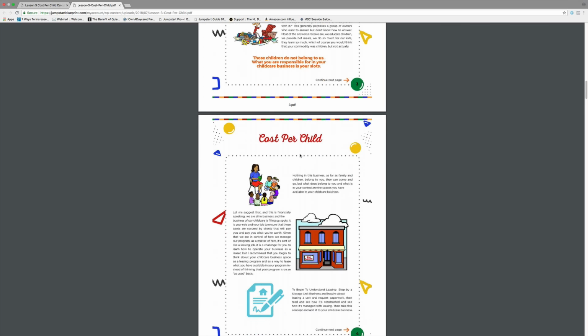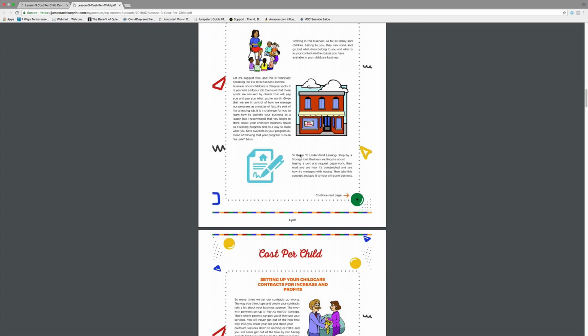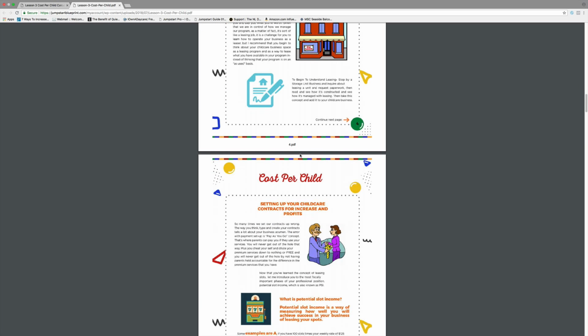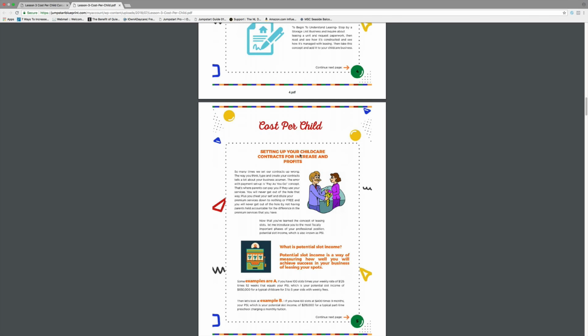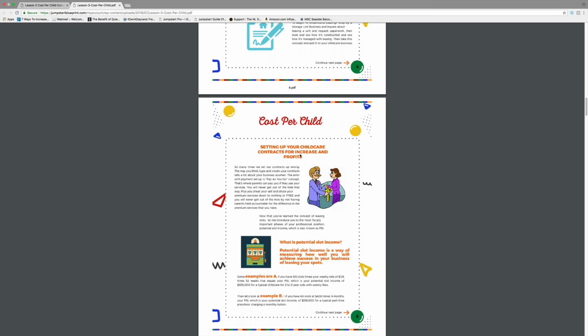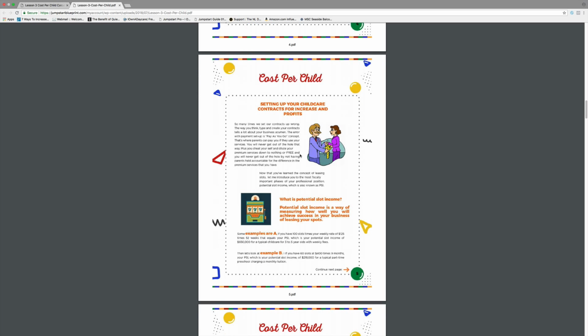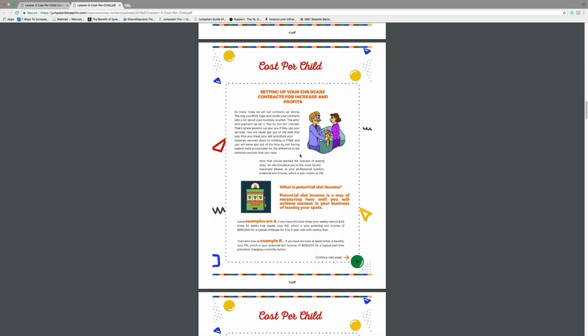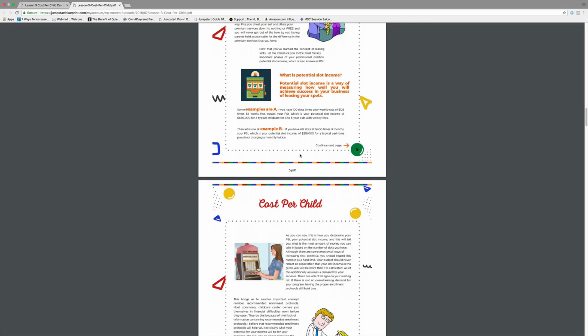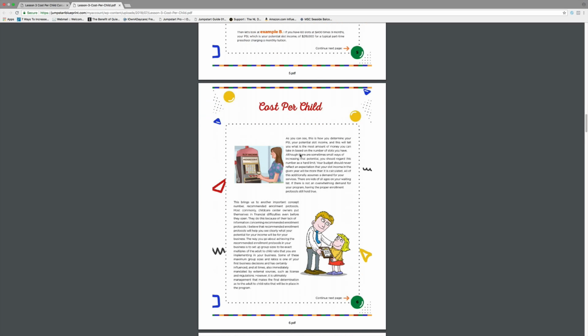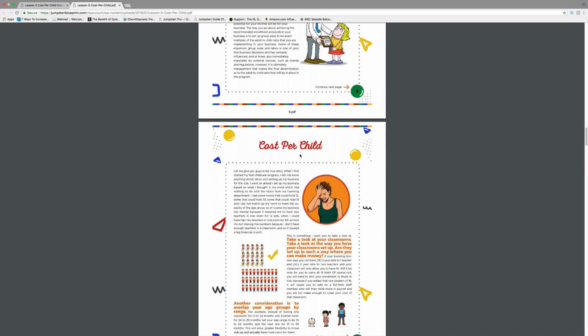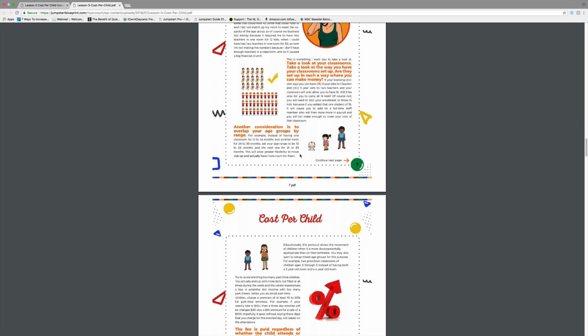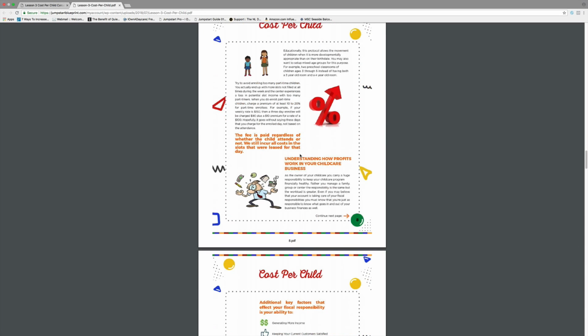The next step is setting up your childcare contracts for increasing profits. I'll take you through a few examples of what I need you to understand when it comes to calculating your cost per child. As a matter of fact, let's move on down within our blueprint and get right to the business of calculating cost per child.